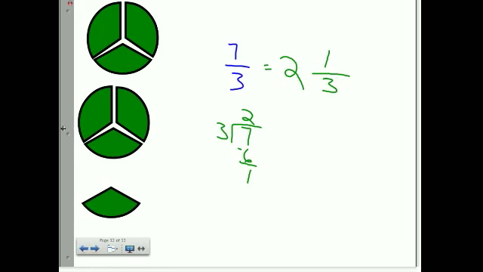You can see over here we have 2 circles and 1/3 of another one, or we have 1, 2, 3, 4, 5, 6, 7 thirds.